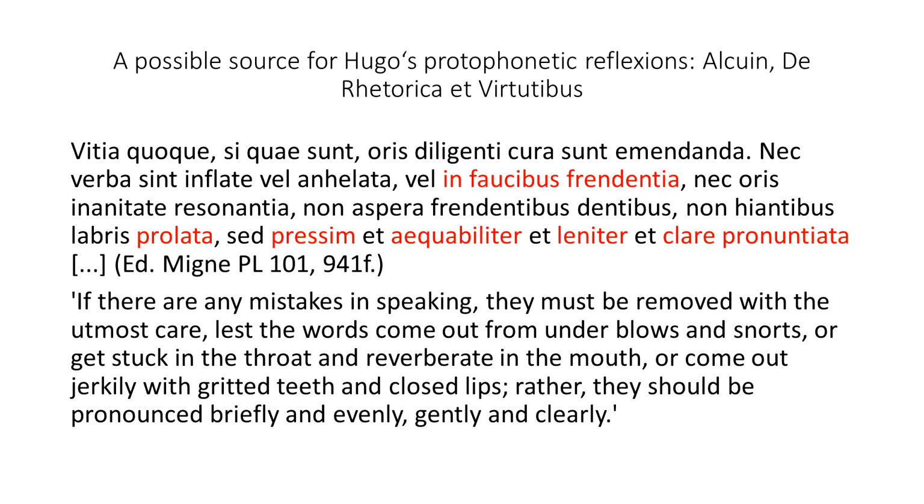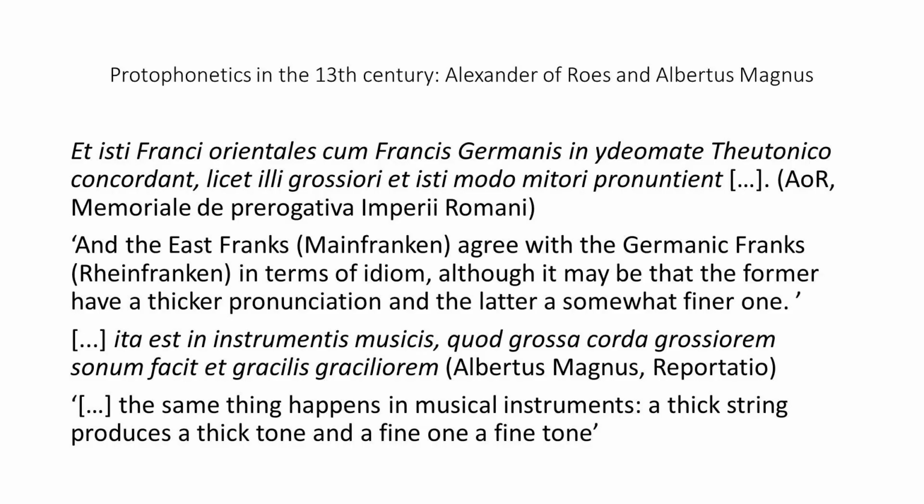The process of using terms from the Latin rhetorical tradition for global phonetic characterization of regional Middle High German varieties or their speakers we find not just in Hugo, but also in contemporary Latin language sources. The Memoriale de Prerogativa Imperii Romani, written in 1281 by the Cologne scholar Alexander of Roes, draws on the opposition of grossus, meaning thick, versus mitis, fine, to differentiate between the Main-Franconian and the Rhine-Franconian varieties of Middle High German.